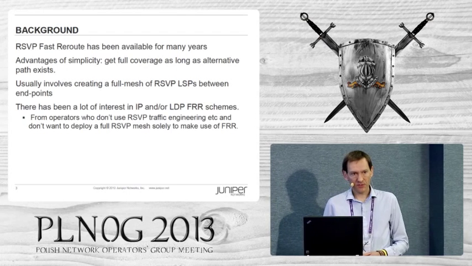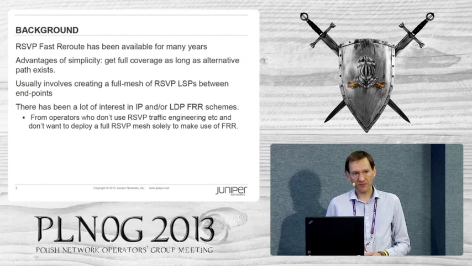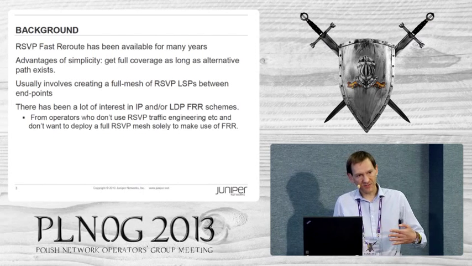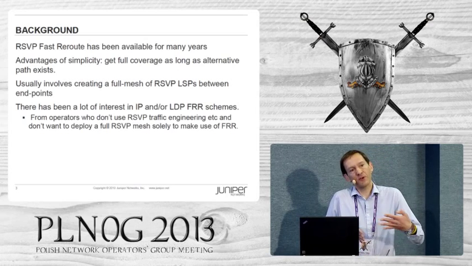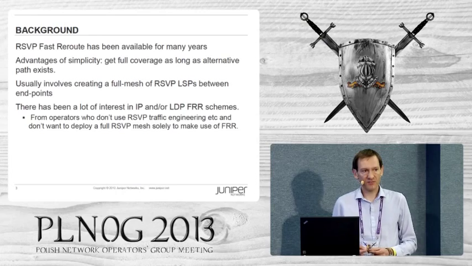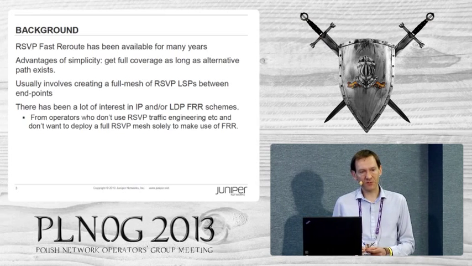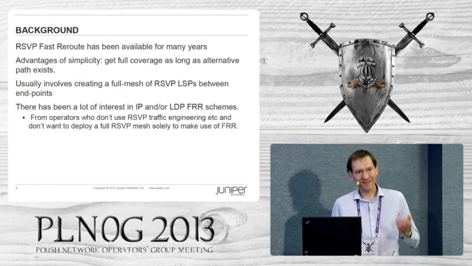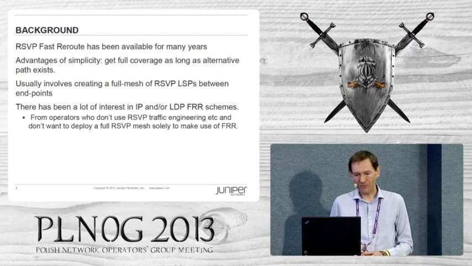Having said that, over the last few years there's been a lot of interest in IP or LDP fast reroute schemes, and that interest comes mostly from people who perhaps don't feel the need to turn on RSVP because they're not interested in doing traffic engineering, and so they say, well, why should I turn on a full mesh of RSVP LSPs between all of my edge routers only to use RSVP fast reroute? Are there alternative schemes? And so that's how this whole industry sprung up, of looking at all these IP and LDP fast reroute schemes.